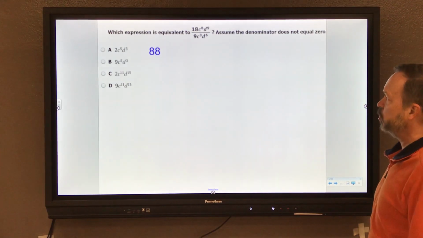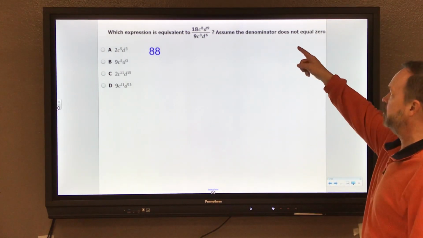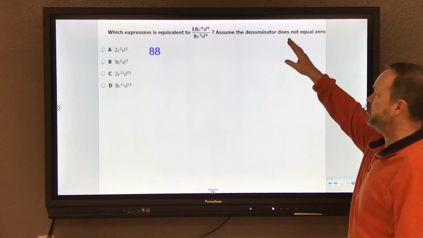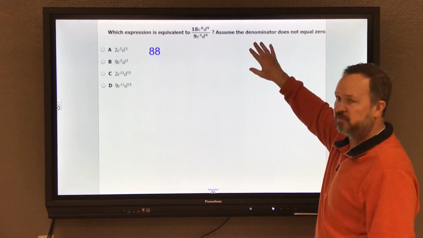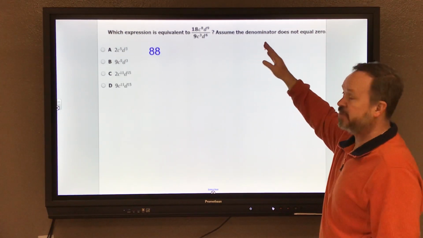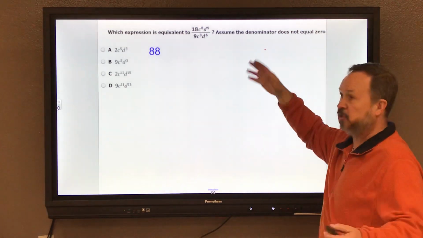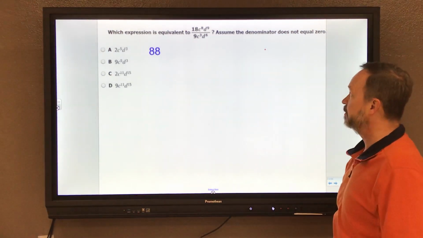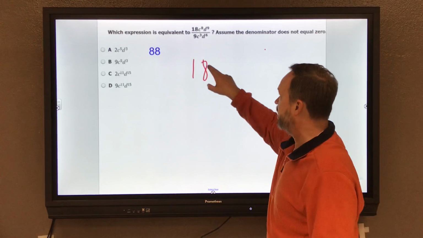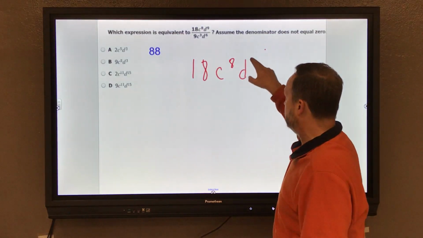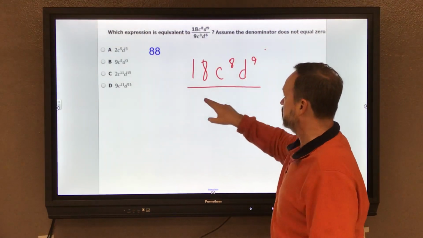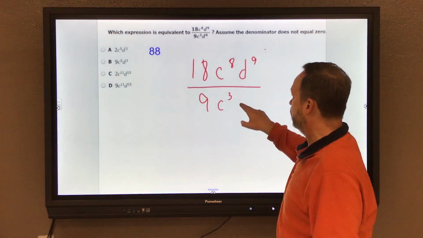Which expression is equivalent to this one? It says assume the denominator is not equal to 0. This is just math, blah, blah, blah. It's important, it's valuable, but it's math, blah, blah, blah. We're just saying, hey, you can't divide by 0, so assume that no denominator is 0. So I'm just going to blow this up so that you can see it a little bit better where you're at.